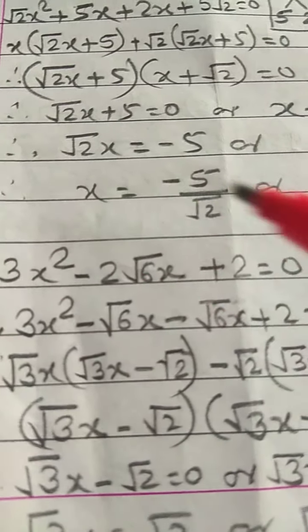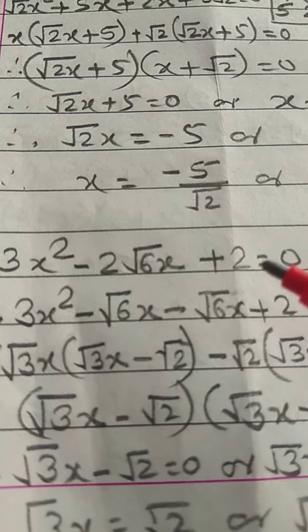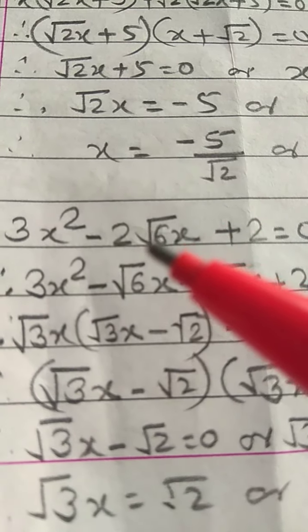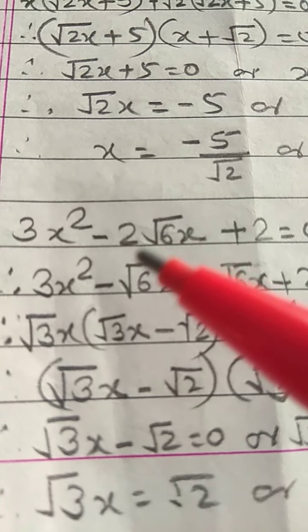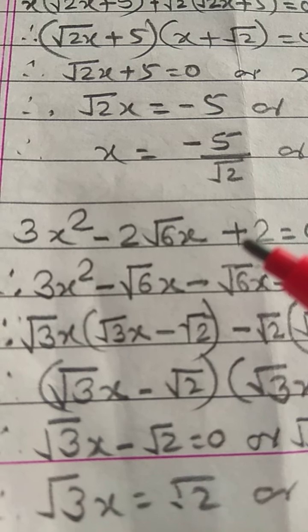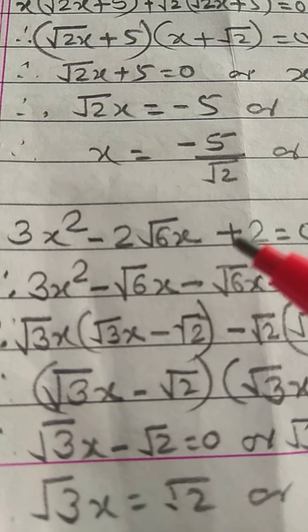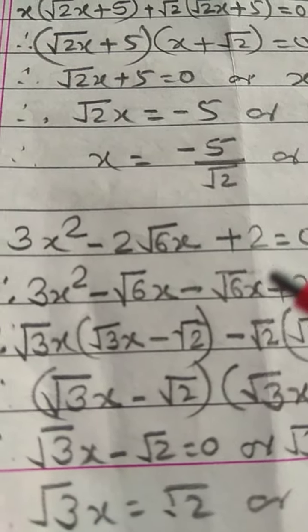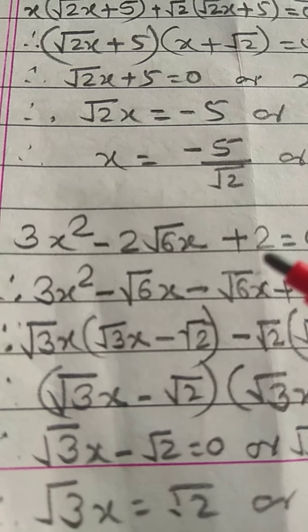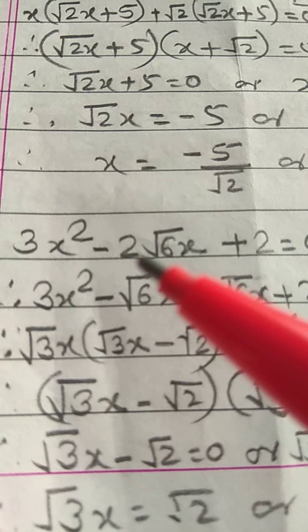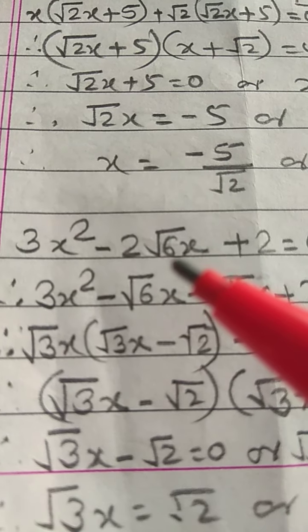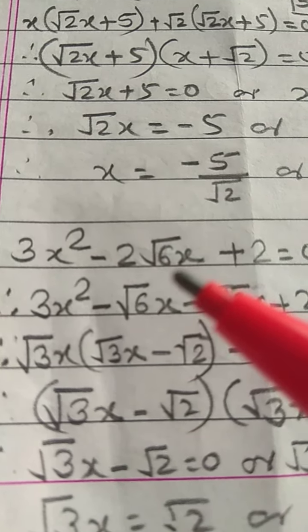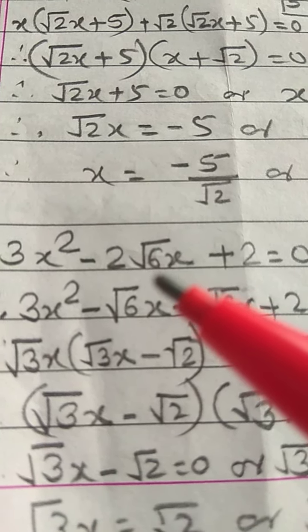Now 3 into 2 will give you 6. We want multiplication as 6 and their addition should be minus 2 root 6. As the product is positive, we have to give the same sign to the numbers, and if same sign, then addition is there. So product should be 6 and addition should be minus 2 root 6. So it should be minus root 6 minus root 6, that is minus 1 root 6 minus 1 root 6.